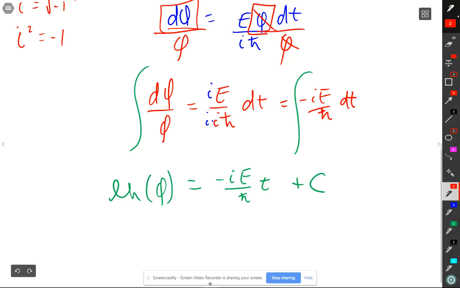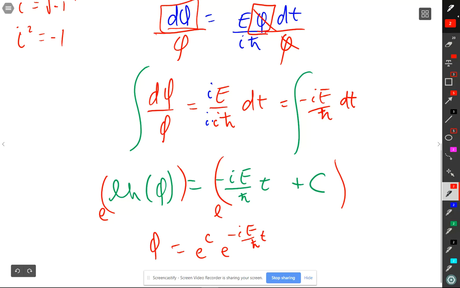Okay, now if I want to solve this for phi, I'll take the inverse function of natural log. What's the inverse function of natural log? E. So I do the exponential. And I have that's a C. It looks wrong, but it's a C. So there's my equation for phi as a function of time.